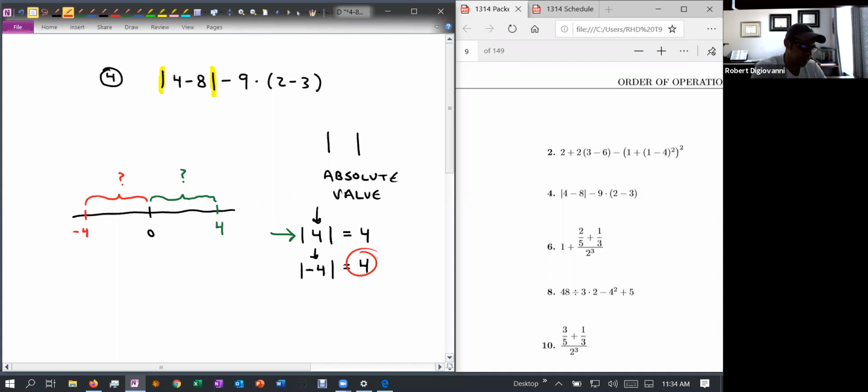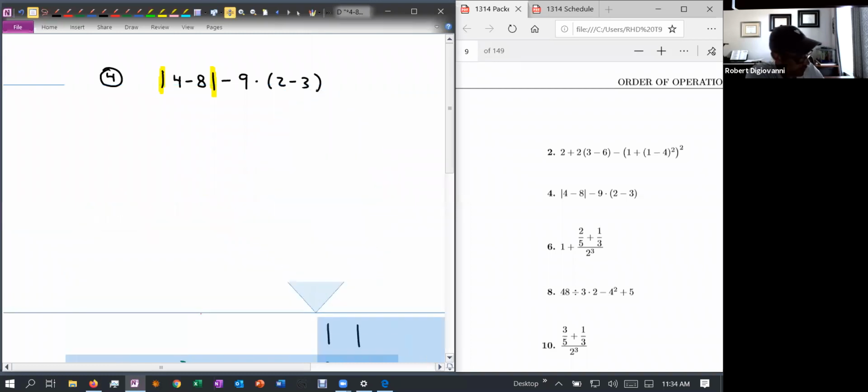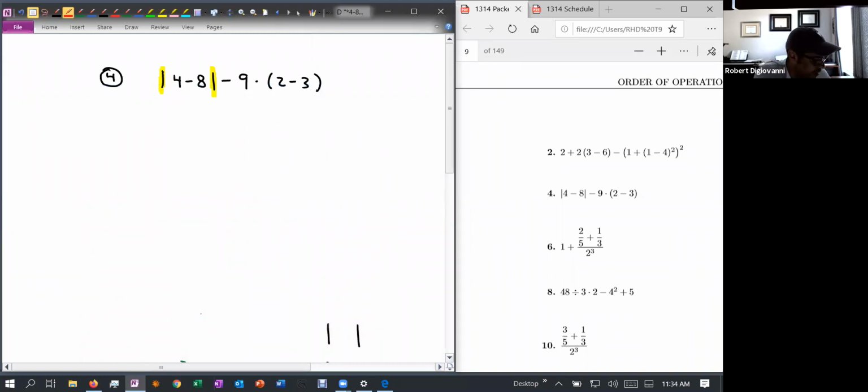And so it always spits out a positive number. Okay, with that said, let's go ahead and see if we can take care of this. We have these absolute value bars, and we have a set of parentheses over here on the 2 minus 3. So I'm just going to move from left to right, and I'm going to take care of this absolute value first.